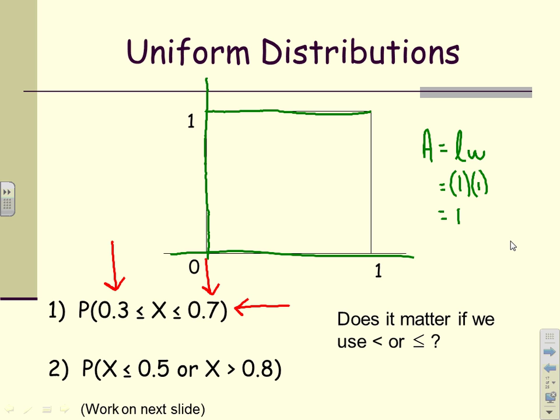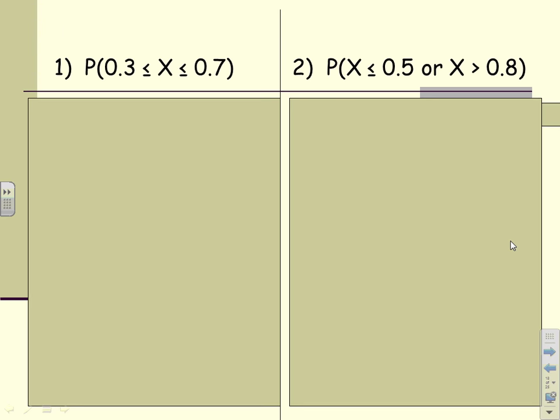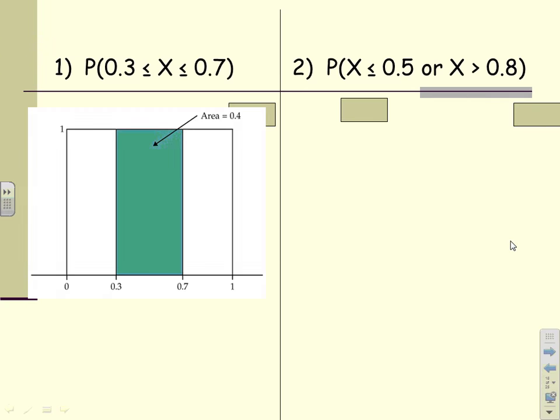So we're going to find these two probabilities on the next slide here. And it'll be a very visual approach to finding these probabilities. The first one here, the probability that 0.3 is less than or equal to x is less than or equal to 0.7. Well, here we have it right there. This is a reproduction of that same density curve we had. And all we're doing is we're looking for this area in between 0.3 and 0.7.